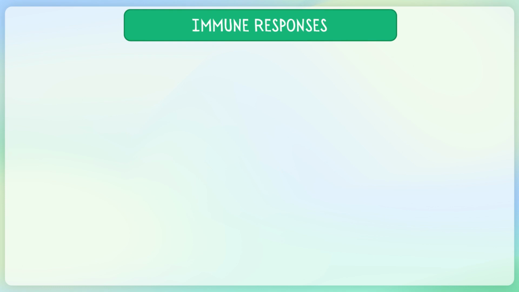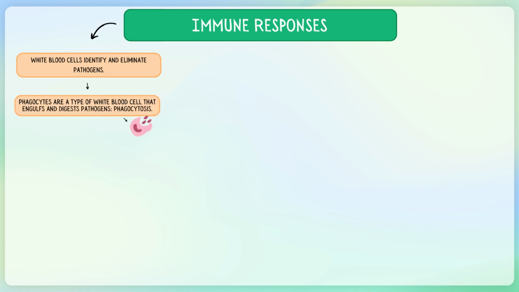In today's lesson, we examined the pivotal role that the immune system plays in defending the body against disease. We started by discussing the role of white blood cells in identifying and eliminating pathogens. We explored the various types of white blood cell, such as phagocytes and lymphocytes, as well as their functions.